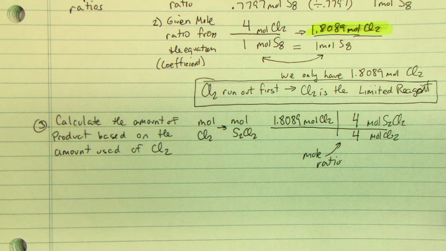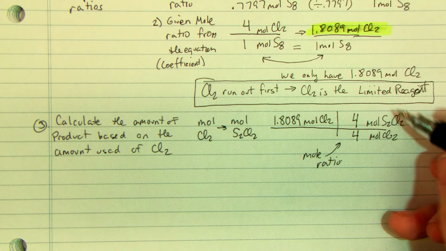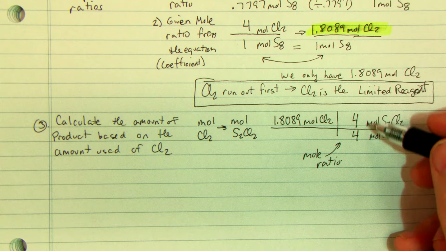What's 4 divided by 4? 1. So am I actually going to multiply or divide by anything? This is mathematically easy.